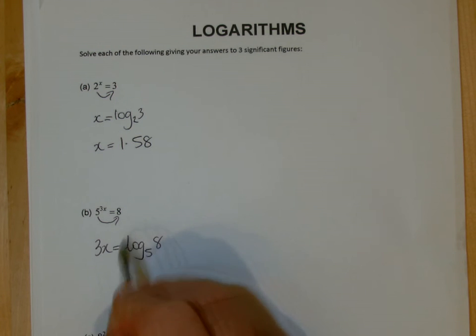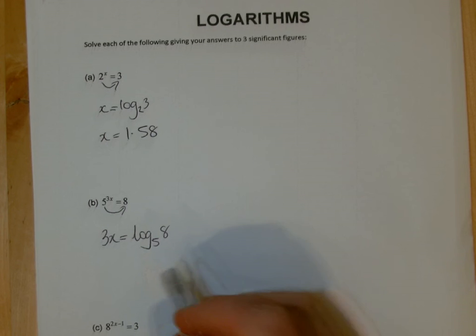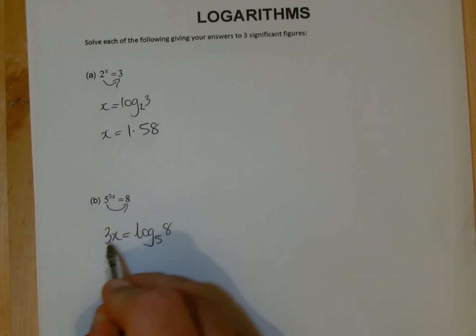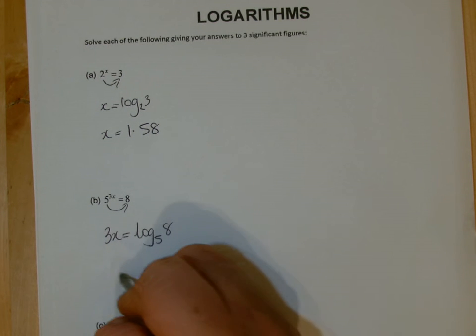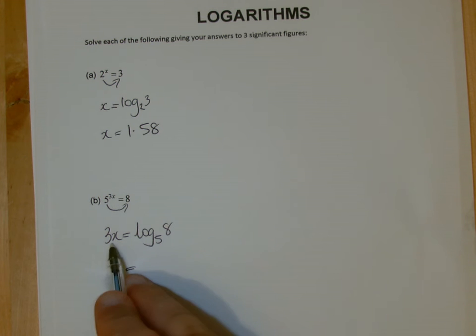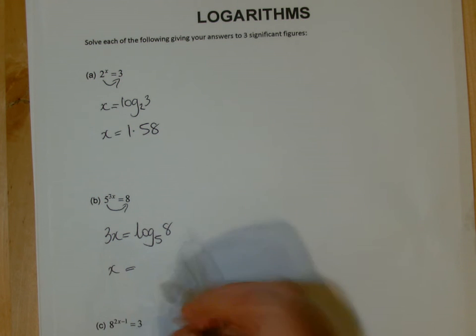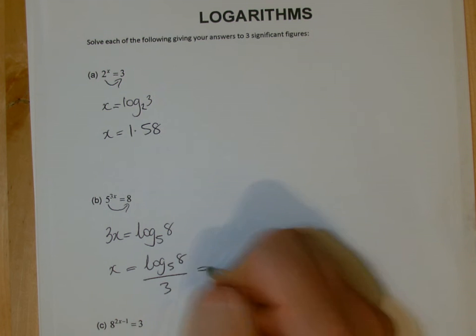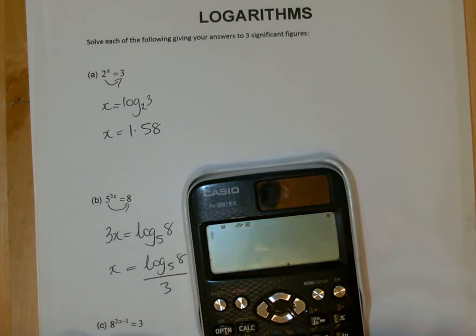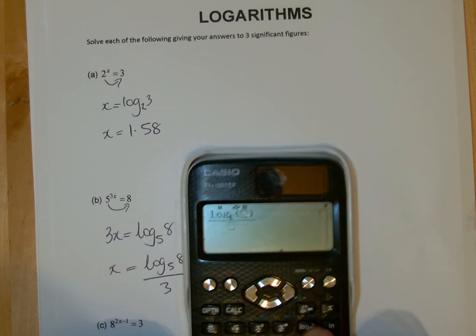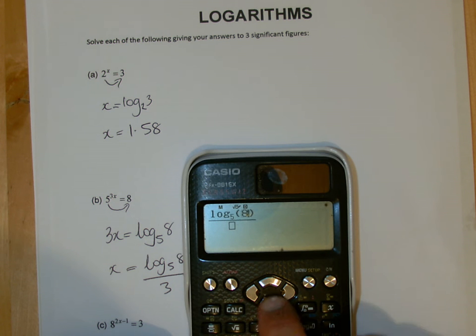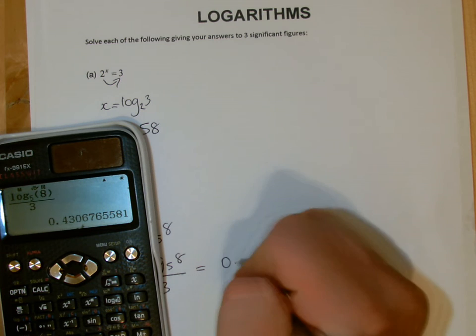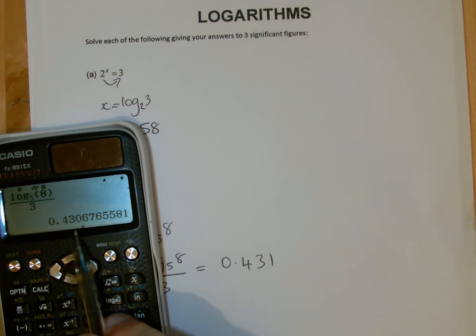So I could work that out now on my calculator, but perhaps before I do, let's deal with this 3, shall we? Because this is 3x, to get x on its own, because I'm timesing by 3, when you take it over, you'll divide. I can do this in one go on my calculator if I just write it like that. Press the fraction button, log to the base 5 of 8, and then divide the whole thing by 3, and it does it all for me straight away. So 0.431, to 3 significant figures.